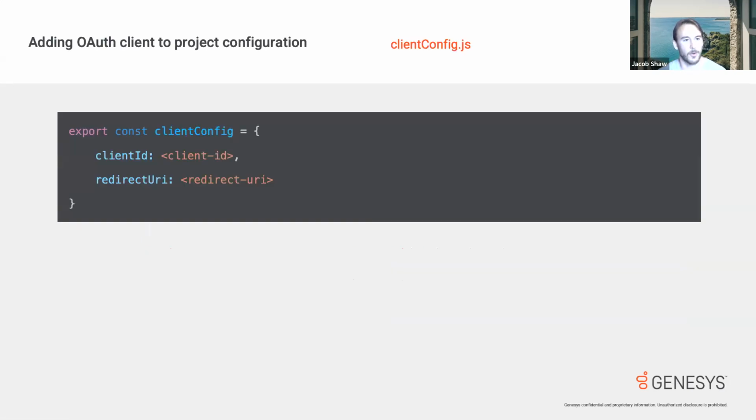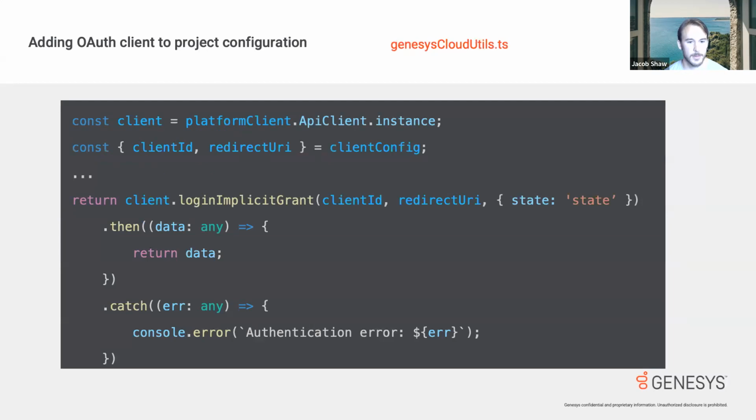Now this is how we're going to authenticate and add the OAuth client into our configuration. So this is a config file where we're going to have our client ID that we got from that OAuth client, as well as the redirect URI. And then at that point, we're able to use the SDK to log in, and that's going to return back some data verifying that we have indeed authenticated.